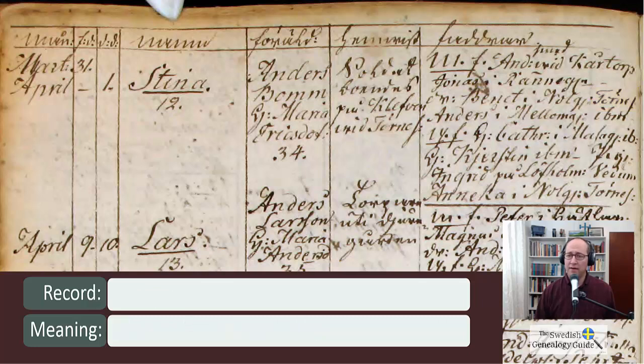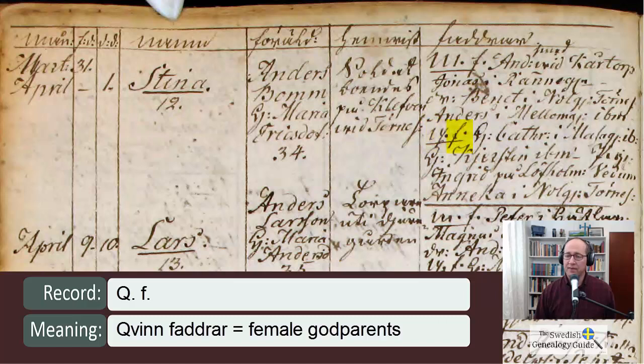And then the next godparent is Anders. Letter I means E, at or by, and he's living at Mellomgård, M-E-L-L-O-M-G. And the next abbreviation you see is I-B-M, and that stands for Ibidem. It's a Latin word that means of the same place. Now the next abbreviation is QF, which is Kvinnfadrar, meaning the female godparents.